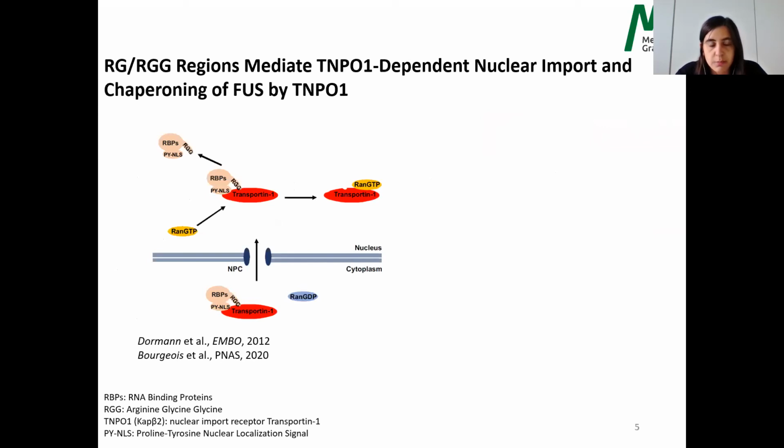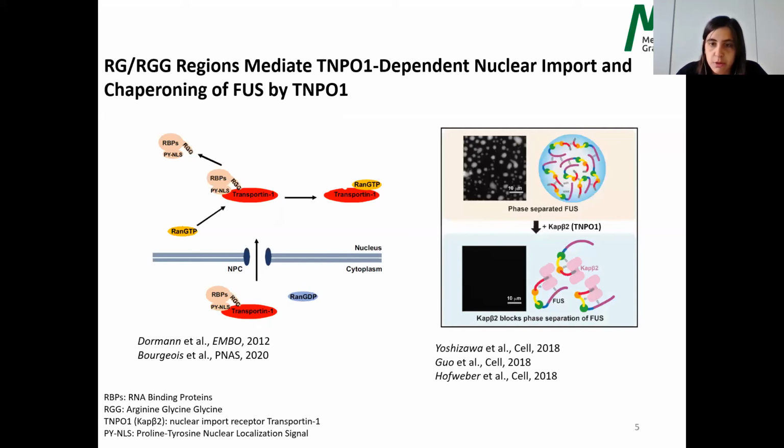Proteins larger than 40 kilodaltons need to be taken to the nucleus via active transport, which is regulated by nuclear import receptors. Here we are mainly focusing on transportin 1, which can recognize its cargo via the proline-tyrosine nuclear localization signal. It has also been shown that the nuclear import of RNA-binding proteins can be regulated by direct interaction of RGGs with transportin 1. It's also known that transportin 1 can block the phase separation of FUS via strong binding to the PY nuclear localization signal, which allows weak interactions towards the other regions of FUS.